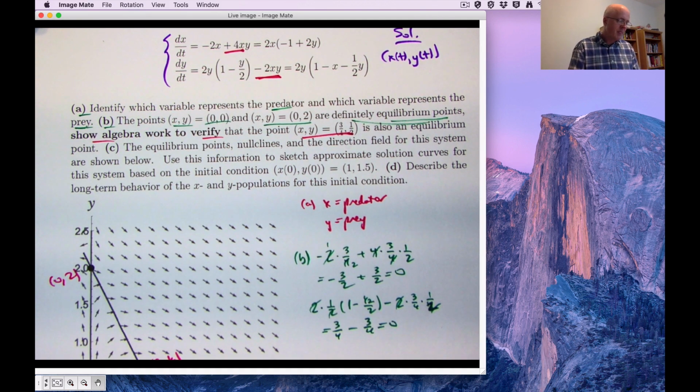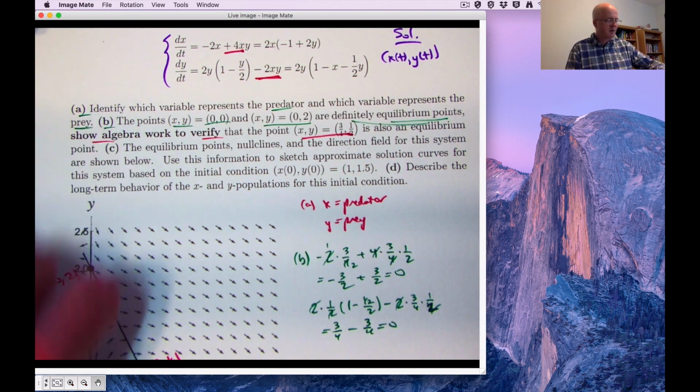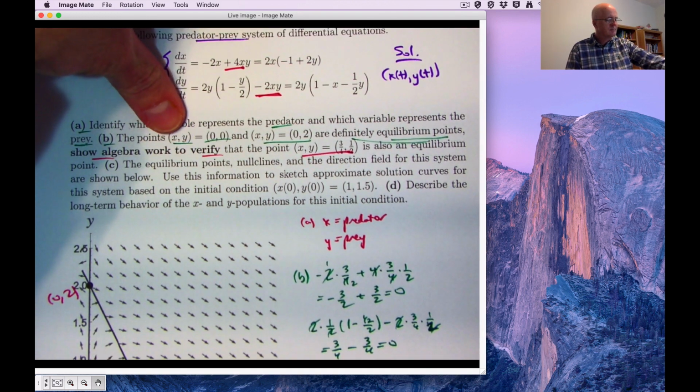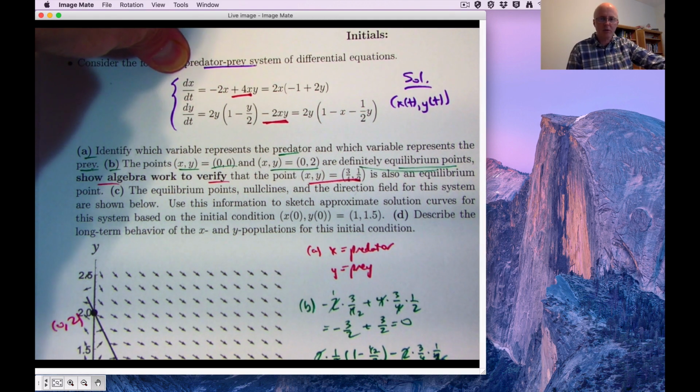Okay. For sake of time, I'm not going to show the other way to do it. Well, I probably should. It's more than just time. We should focus on understanding too. How would you algebraically solve for that third equilibrium point if you didn't know what it was?